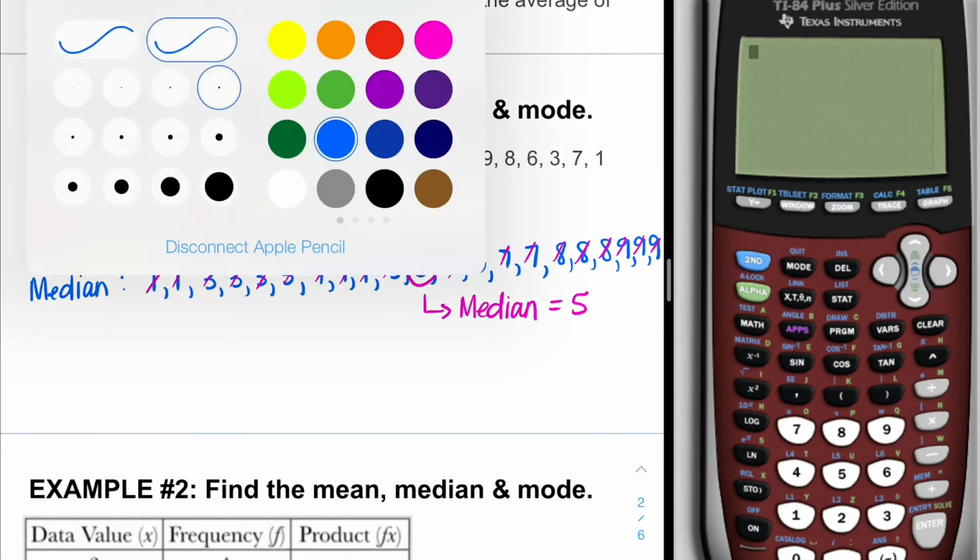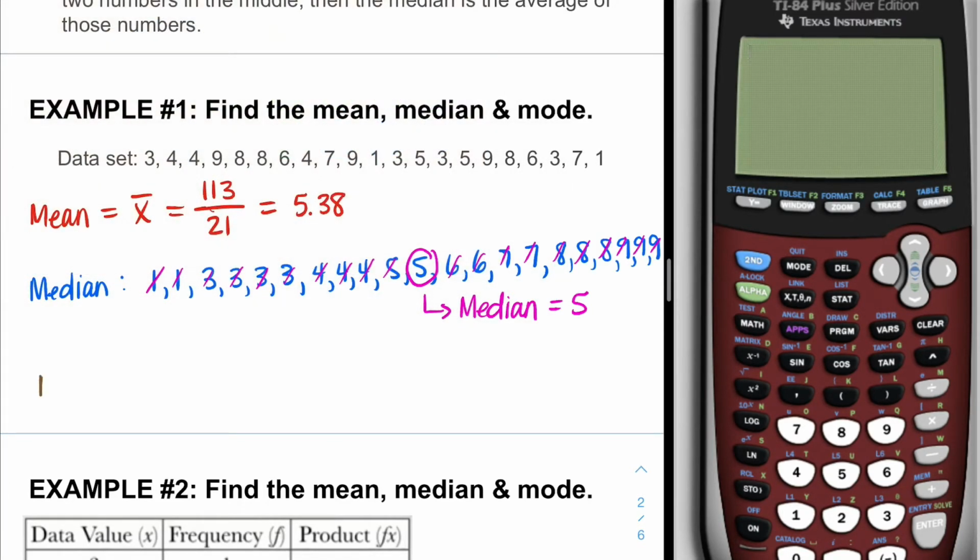Last but not least, we have our mode. Mode is whatever number appears the most. If you look at the numbers from least to greatest, you should have seen that the number that appeared the most was 3, because 3 appeared 4 times.